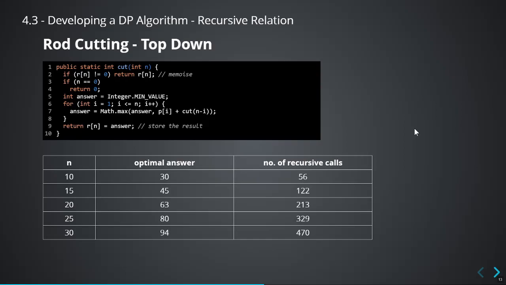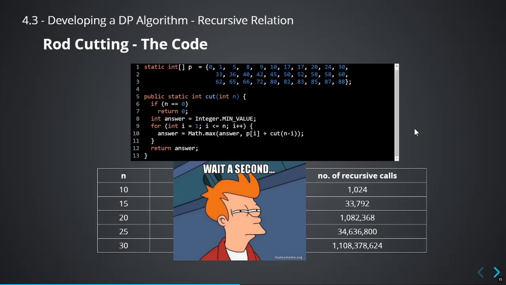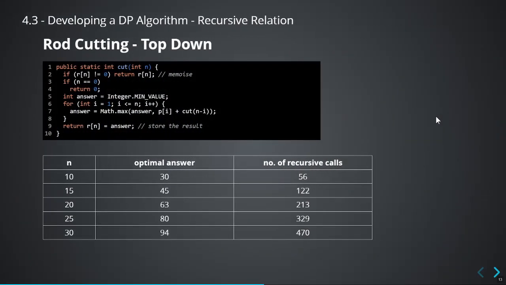But yeah, that's the power of dynamic programming. You went from 1 billion recursive calls to just 470 recursive calls. Right? So the code is there. Give it a try.